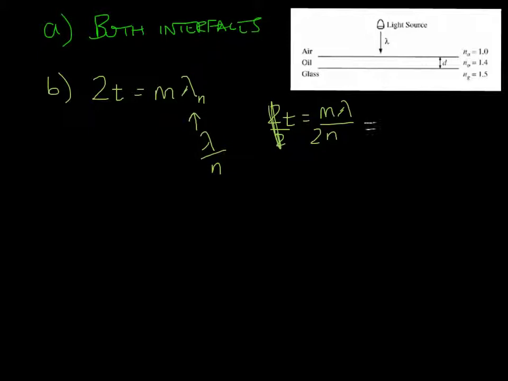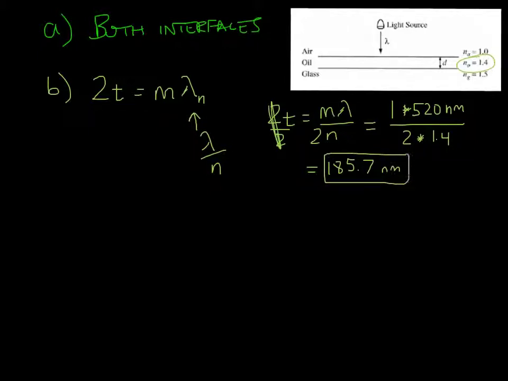So the minimum thickness is going to be when m is equal to 1. So 1, and then times the wavelength, which was 520, we'll leave it in units of nanometers, divided by 2 times the index of refraction. This is of what the light has entered, which is the oil. So we want to do the index of refraction of 1.4. When you plug all this in for the thickness, the minimum thickness you're going to need is 185.7 nanometers.